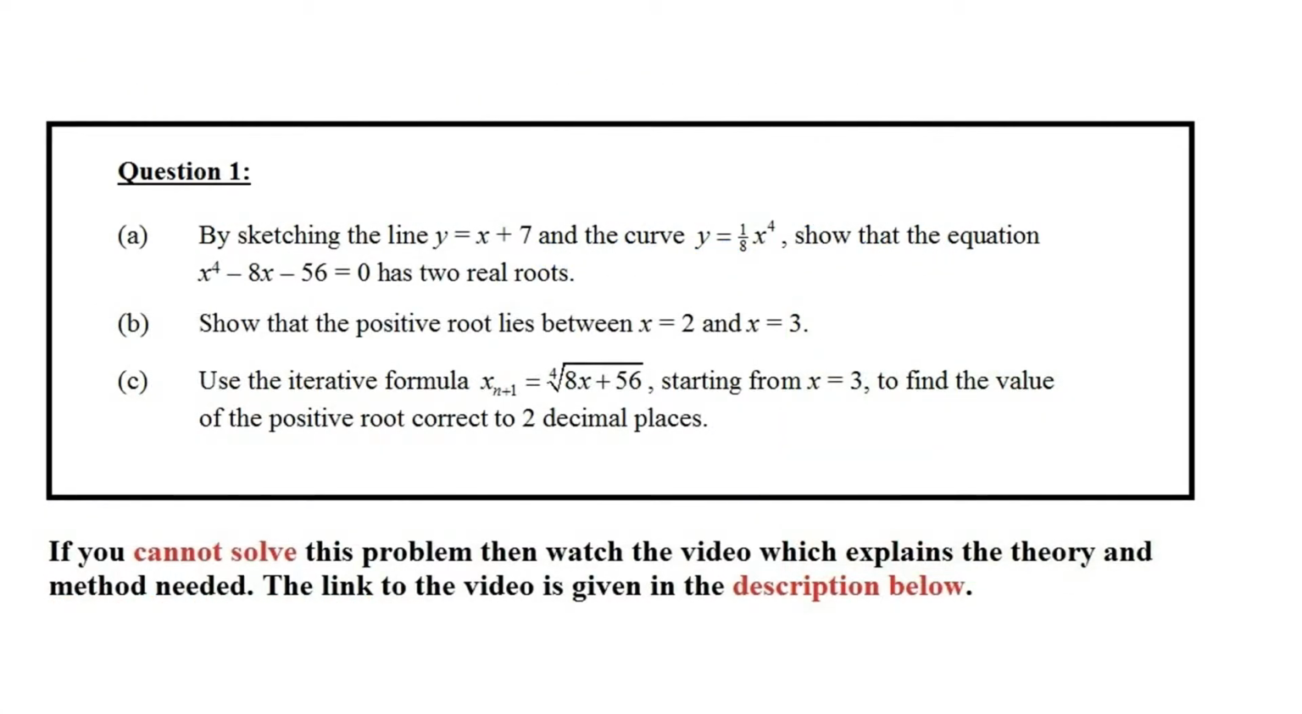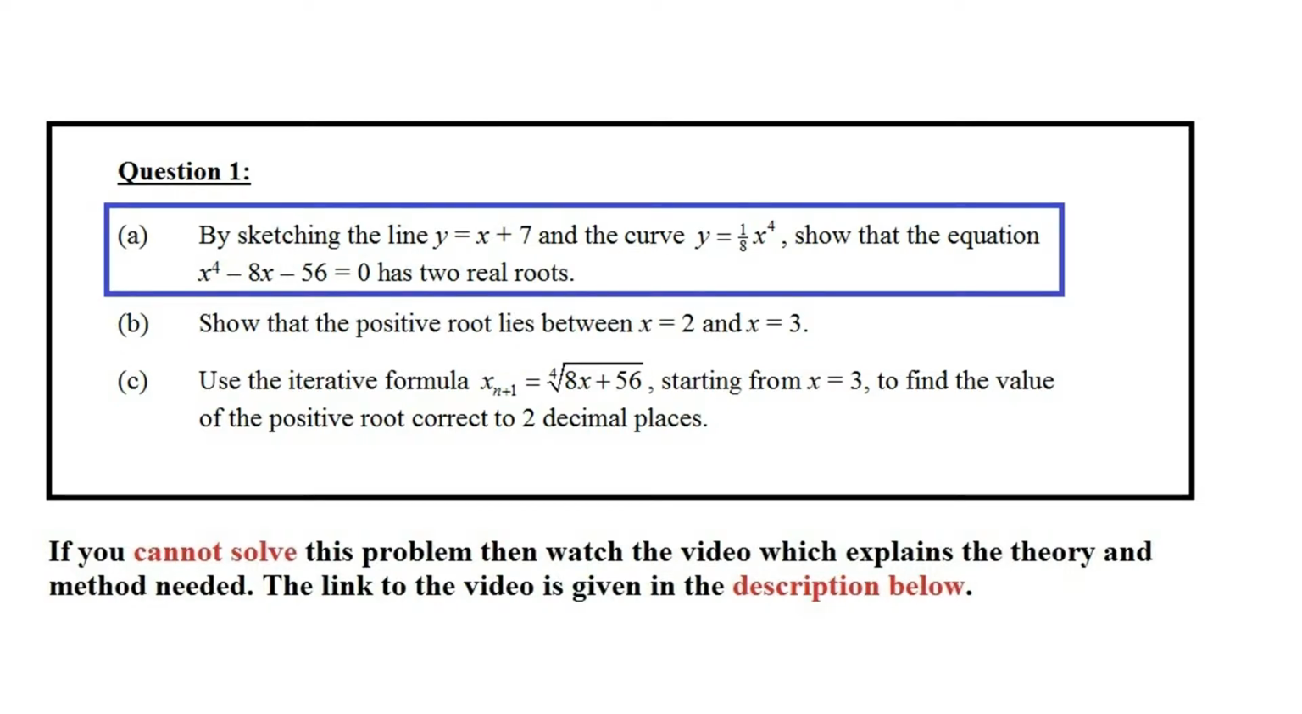Hi there, in this video I'm going to do a revision question on numerical methods. So let's take a look at this question. Question number 1, part A. By sketching the line y equals x plus 7 and the curve y equals an eighth x to the power 4, show that the equation x to the power 4 minus 8x minus 56 equals 0 has two real roots. So let's think about how to do this question.